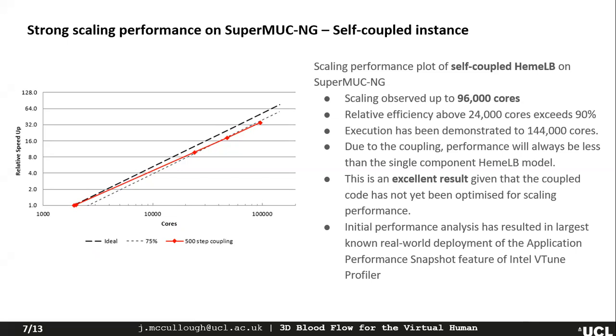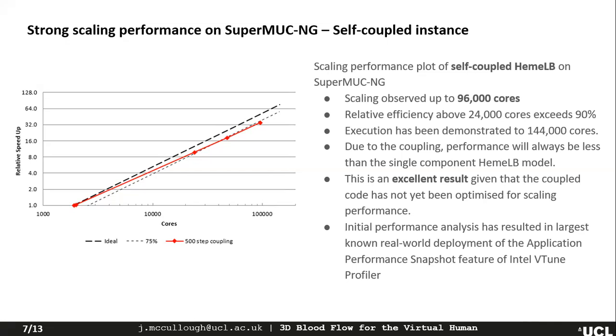We've conducted similar cases with the self-coupled test. The self-coupled version of HemeLB, where we have two instances of HemeLB running as part of a single job, communicates boundary data between them as the coupling scheme dictates. In this case, we have observed strong scaling up to 96,000 cores, roughly a third the size of the single instance case, but we've seen good relative efficiency, and we believe this is a very good result given that our self-coupled scheme has not yet been optimized for scaling performance.